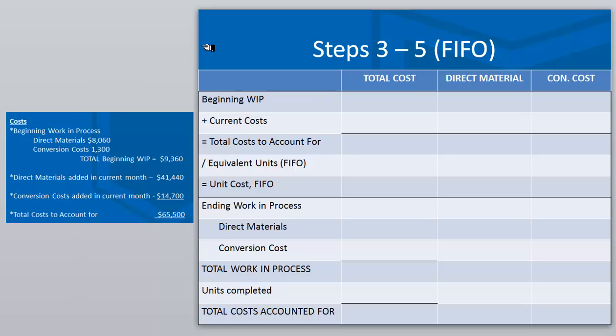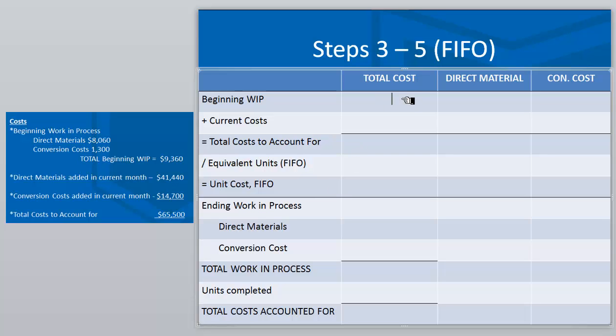So here's our data. We're going to set it up a little bit differently. You'll notice this part here looks pretty much the same, so go ahead and set it up like you did the weighted average. Total cost, direct material, conversion along the top. Then your beginning WIP plus current cost equals total cost to account for, divided by the equivalent units equals unit cost FIFO. You'll set that up exactly like we did in the problem before. When we apply the unit cost to inventory, notice it's a little bit different because we have ending WIP on the top and then we have units completed down here at the bottom. So pause for a second, set it up, and then we'll plug our numbers in.